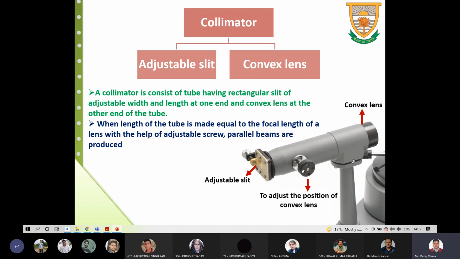So it has to be adjusted such that there will be a sharp line of the light rays.